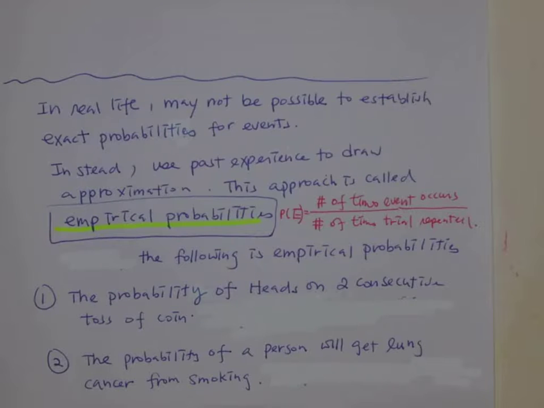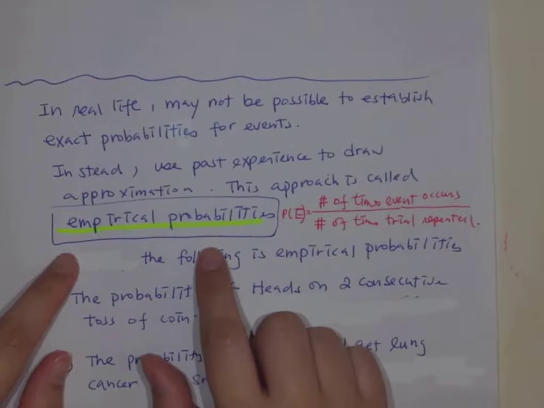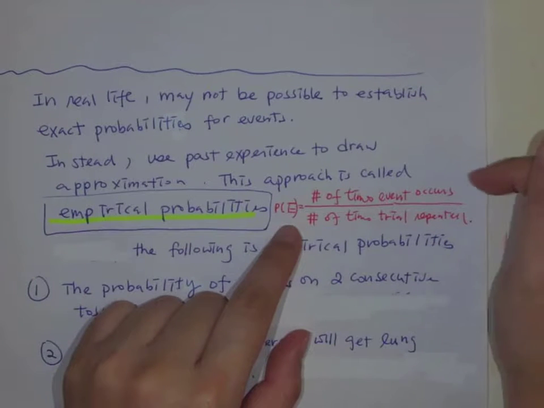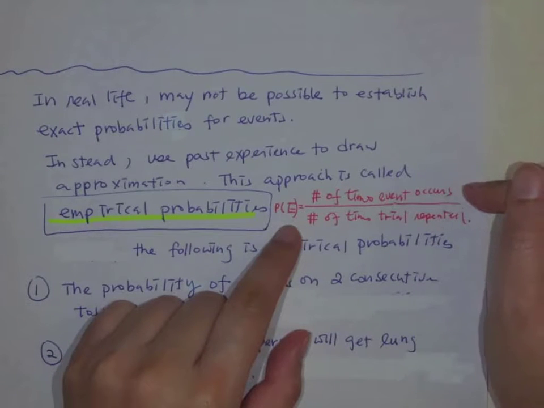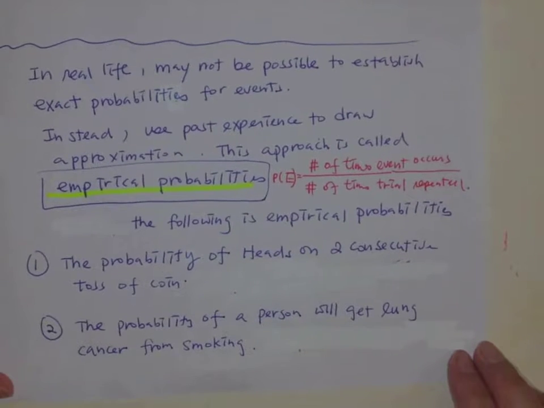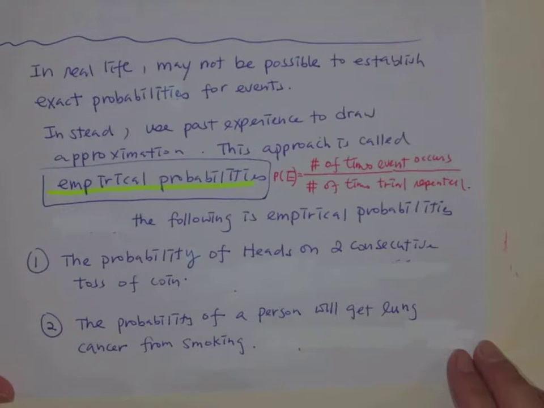So they say instead, they're going to use past experience to draw approximation for the probability. So this type of probability is called empirical probability, and the way they do it is they want to see the number of events occurred compared to the number of times the trial was run. So it could be like a clinical trial, stuff like that, real life stuff.